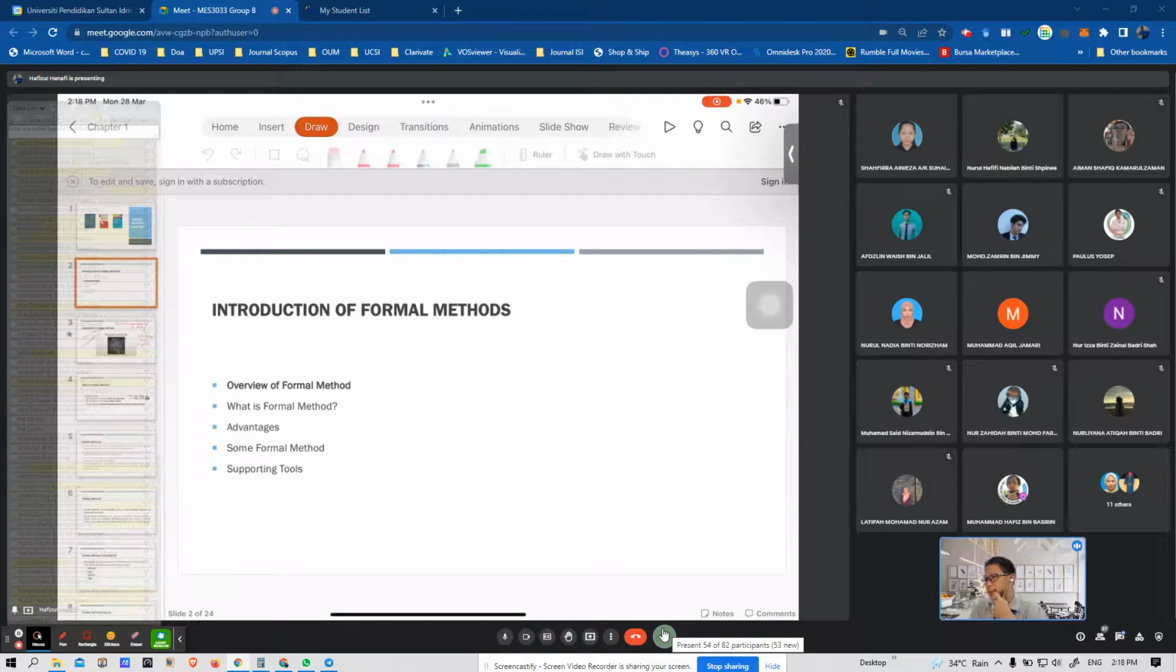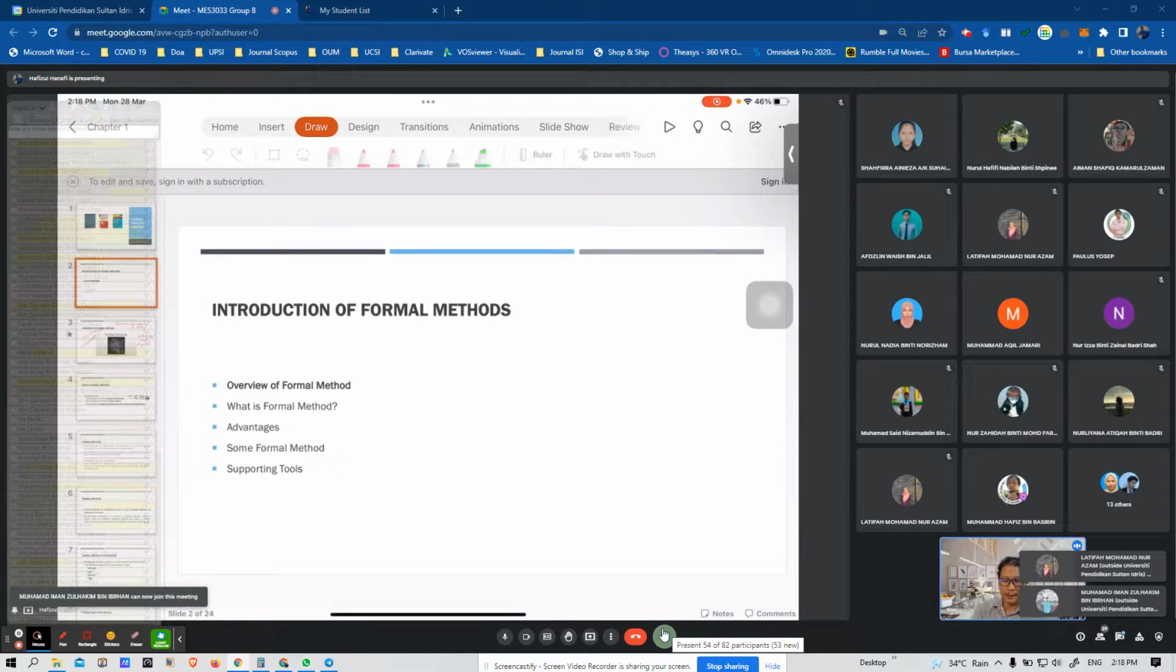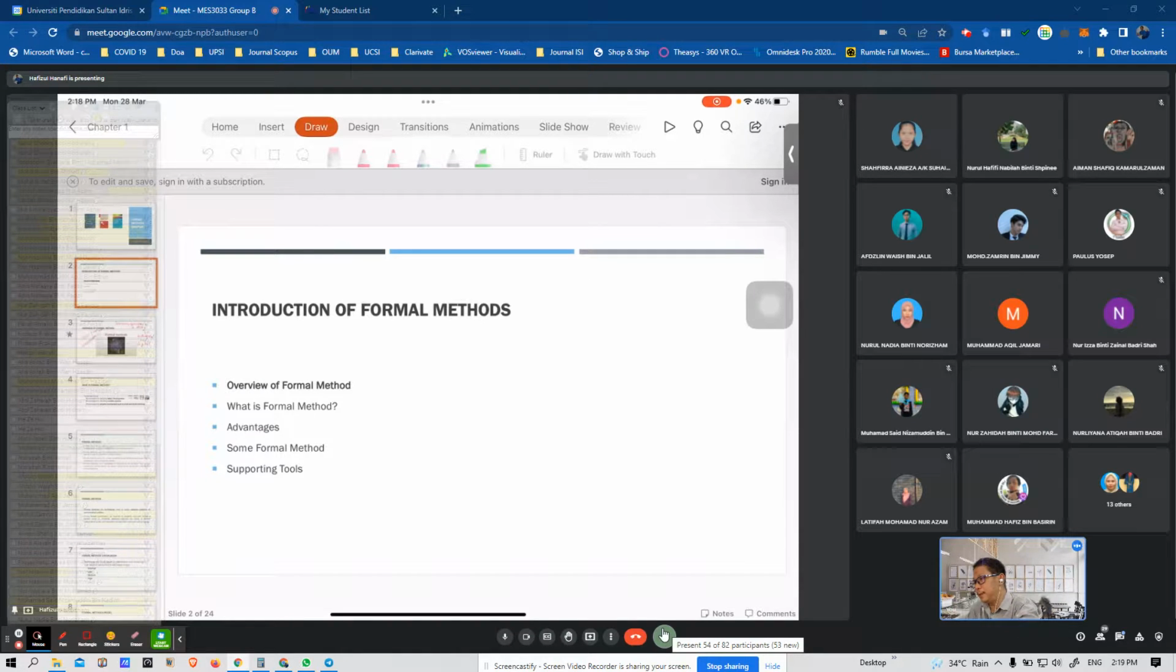Okay, then after that, I will discuss some of the formal methods supporting tools like Z tools, okay, Vienna Development Method, okay, and several other formal method tools.